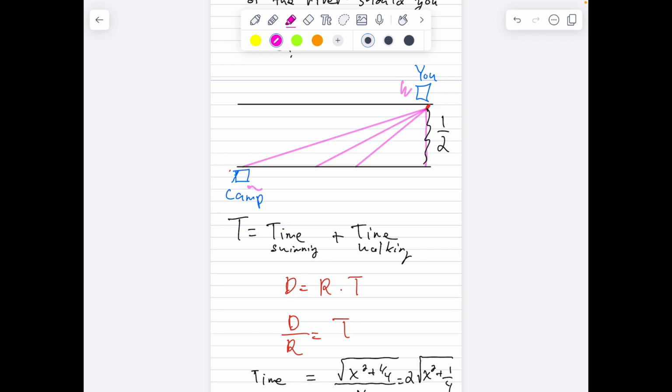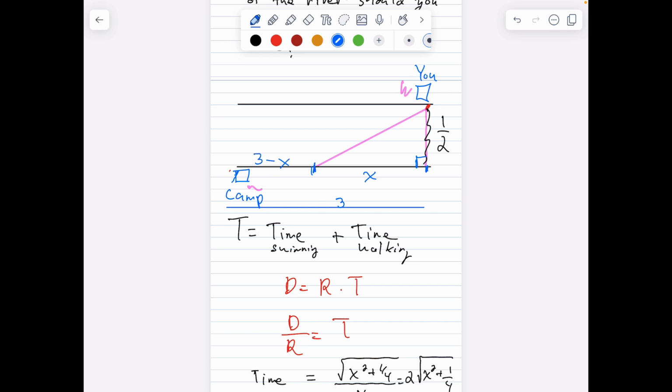But let me do this, because we're trying to generalize the picture here. Let me say this is a point where you're gonna swim to, and the distance from that point to the point directly across from you is called x. And recall that the whole distance is 3 miles from the point directly across from you to the camp. Therefore, the distance from the point that you land to the camp would be 3 minus x.